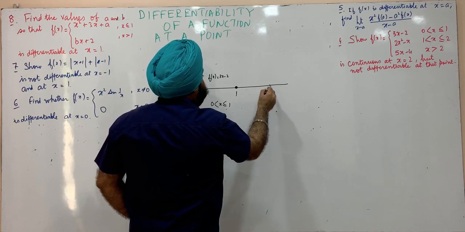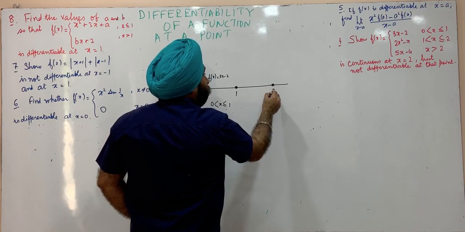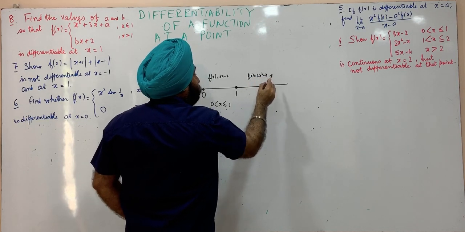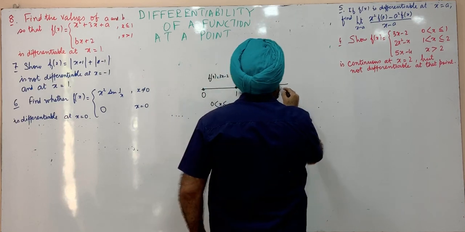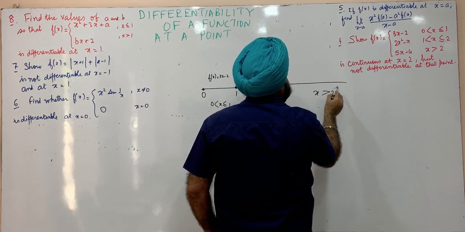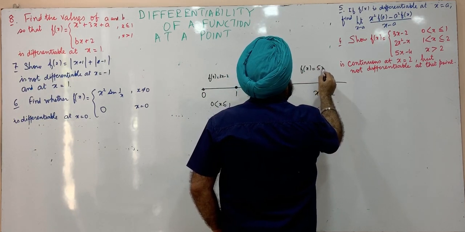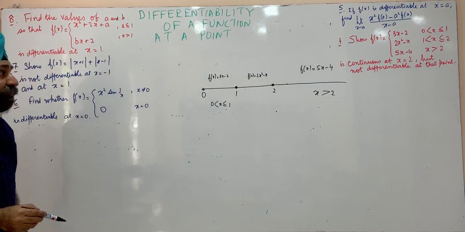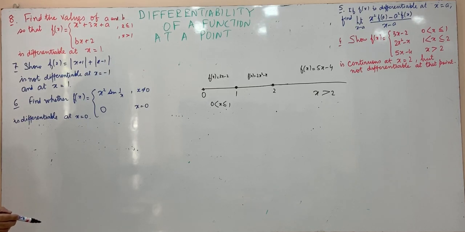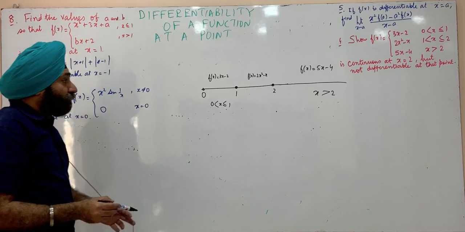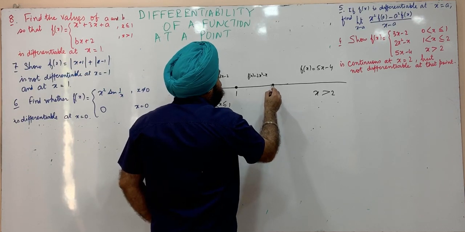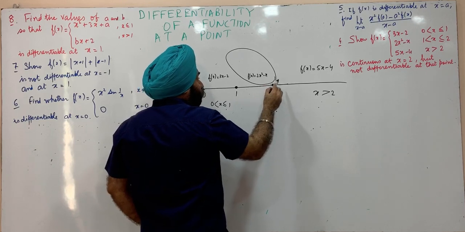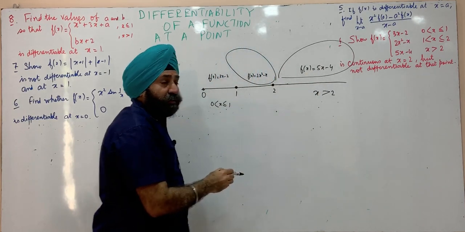Between 1 and 2, this is 2x square minus x. And when x is greater than 2, it's the linear expression 5x minus 4. So we have to show that the function is continuous at x equal to 2 but not differentiable at x equal to 2. So this is the point under consideration. This is the function to the left of 2, this is the function to the right of 2.